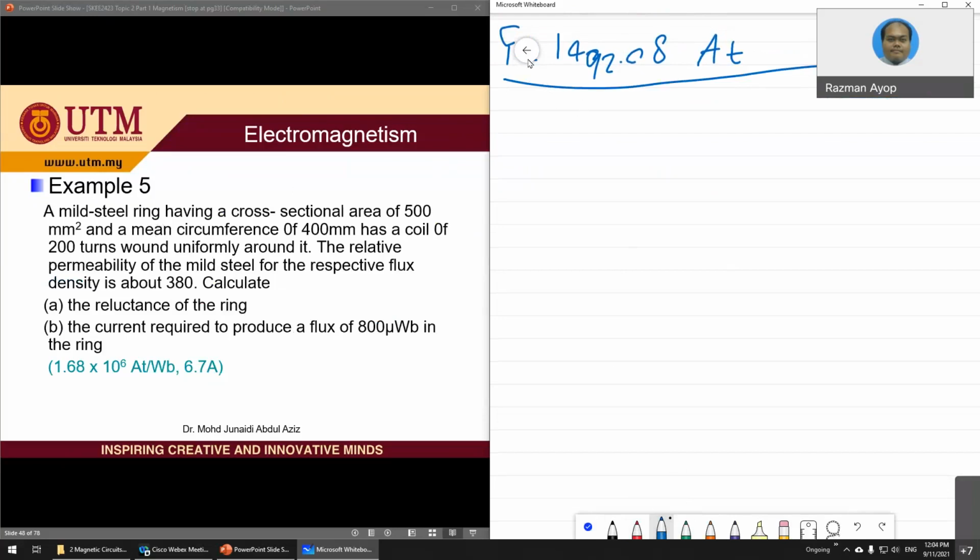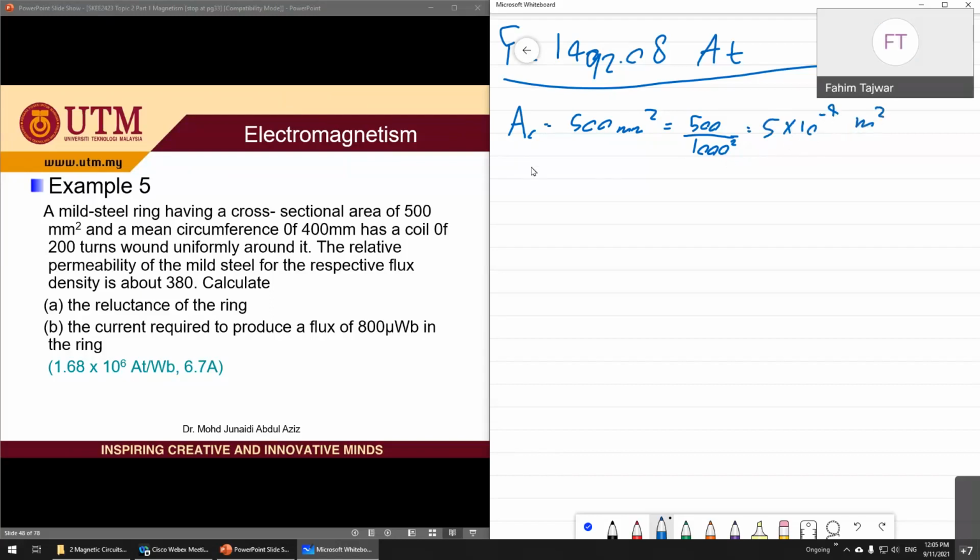Somebody want to try how to extract the information? Yes, Doctor, can I try? Here the area is 500 millimeters square. So the symbol is A. This one is the core, right? So 500 millimeters square, and how to convert this? 500 divided by 1000, and don't forget the square. So the answer is 5 multiplied by 10 to the power minus 4.